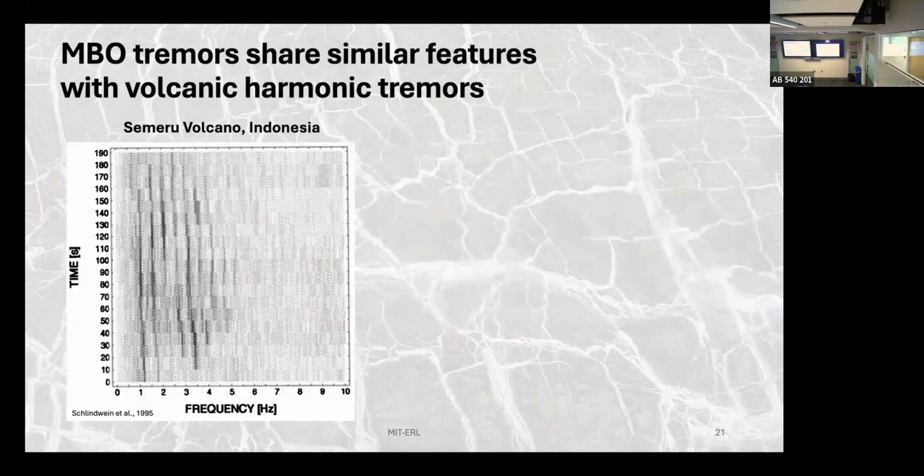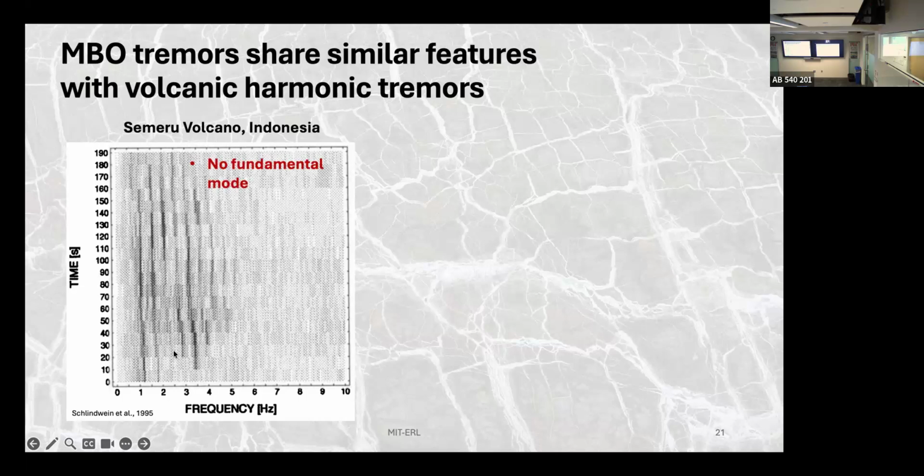And this mechanism has been evoked to explain many of the harmonic tremors observed on active volcanoes. And in fact, natural harmonic tremors have been most commonly observed on active volcanoes. And here I'm showing one example observed on a volcano in Indonesia. And here the spectrogram was rotated 90 degrees. The y-axis is time and the x-axis is frequency.